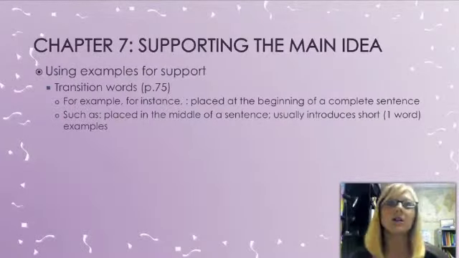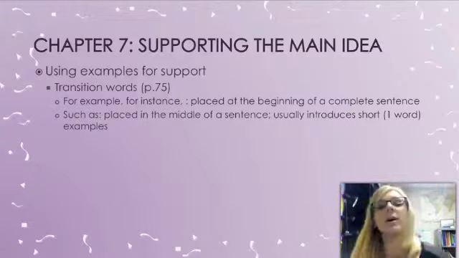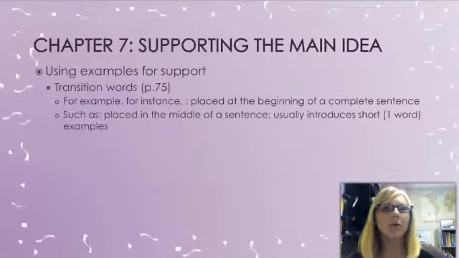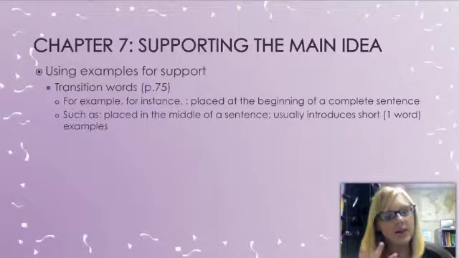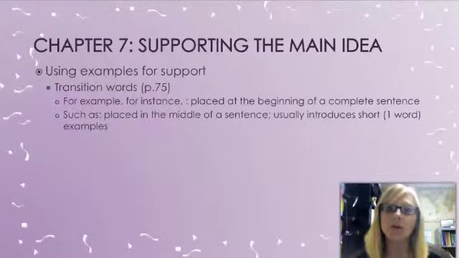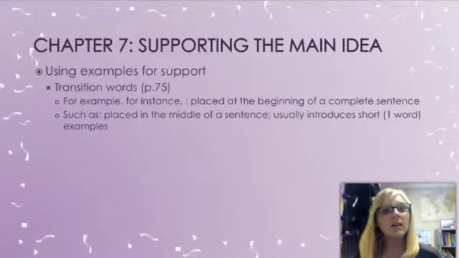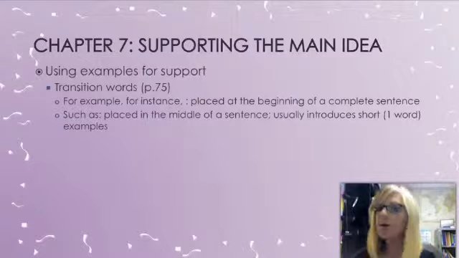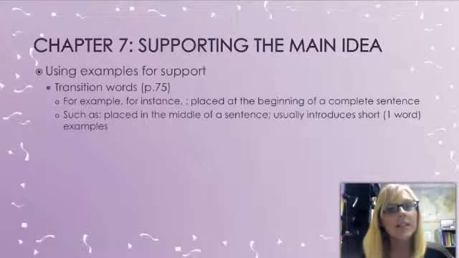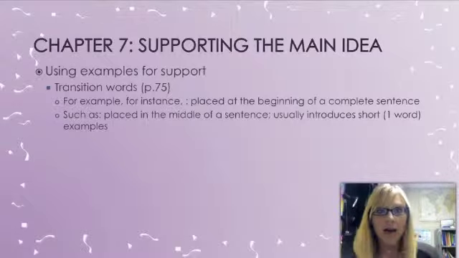Now, after supporting the main idea with specifics, we also talked about using examples for support. And remember, we talked about 3 different transition words that we can use for introducing examples. We talked about for instance. We also talked about for example. And remember, both of those we treat just like normal transition words. They go at the beginning of a sentence, followed by a comma, and then a complete sentence.